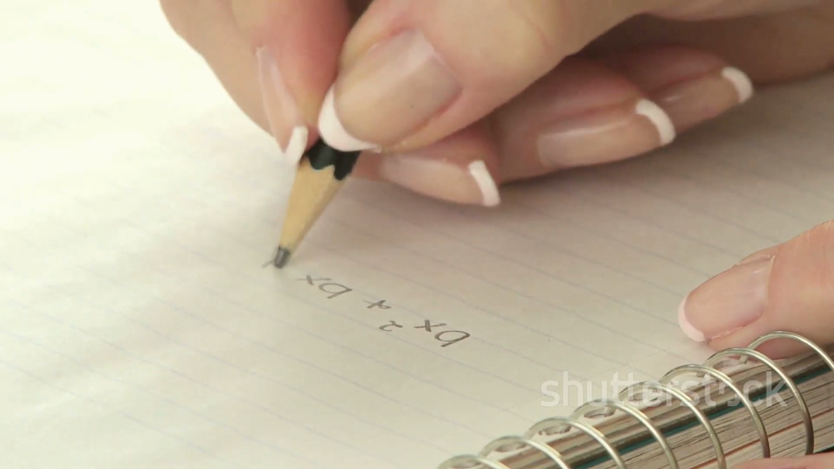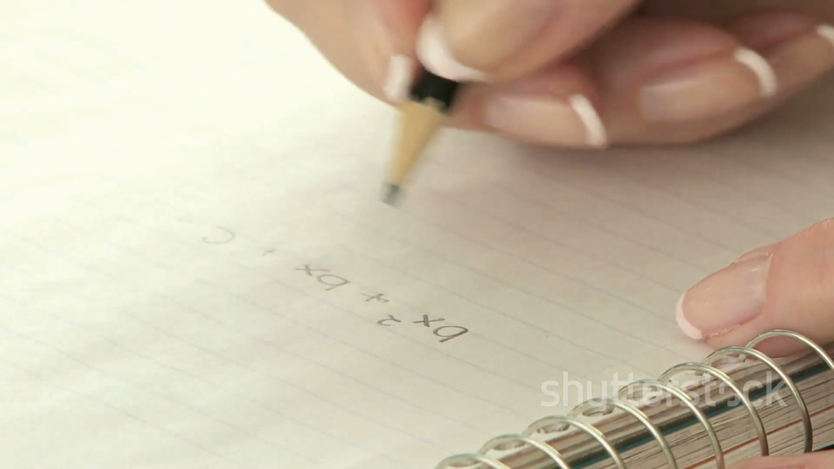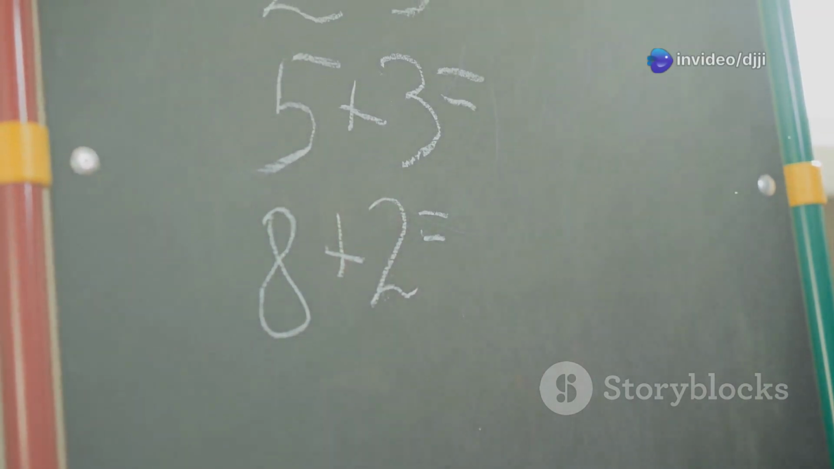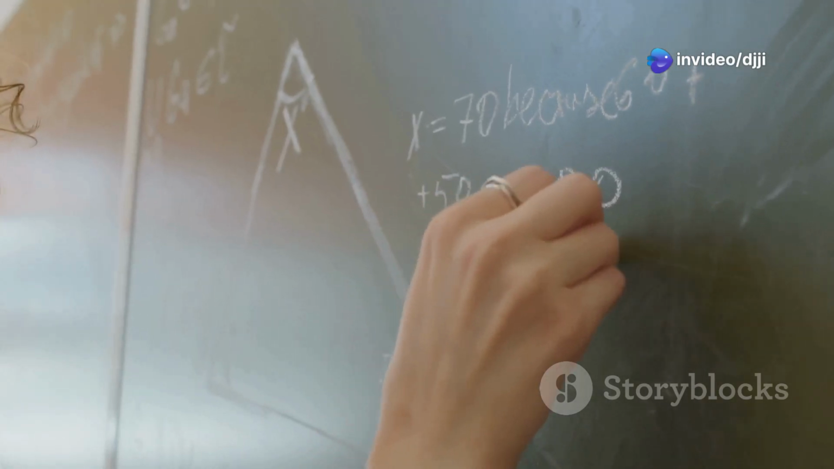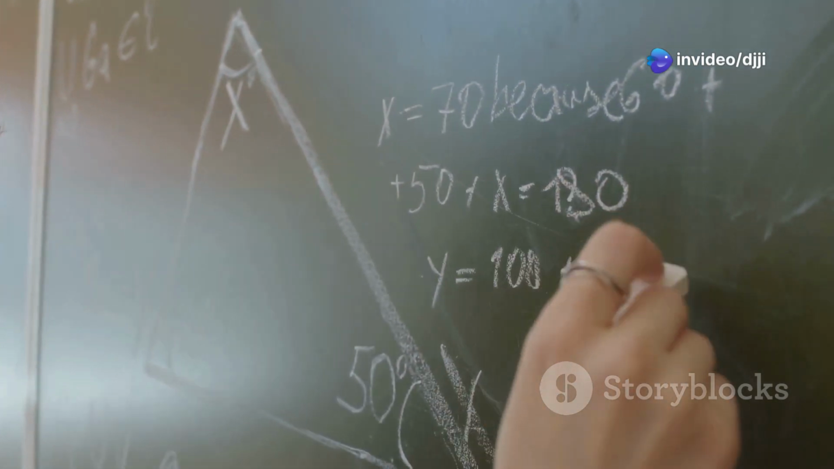1. Listing factors. Write down all the factors, numbers that divide evenly, of each number. Identify the factors that are common to all the numbers. The largest of the common factors is the GCF.